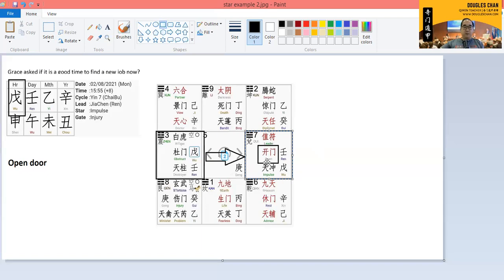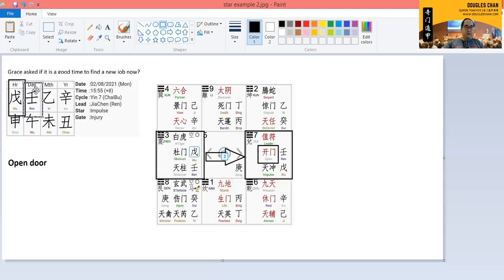So of course, there's an impulse star, which is not so great, but the open door and the leader itself are two big pillars that are supportive in this aspect. So anyhow, we need to look at where the person involved is. The person involved, which is Grace, is represented by the day stamp. So the day stamp represents the person.